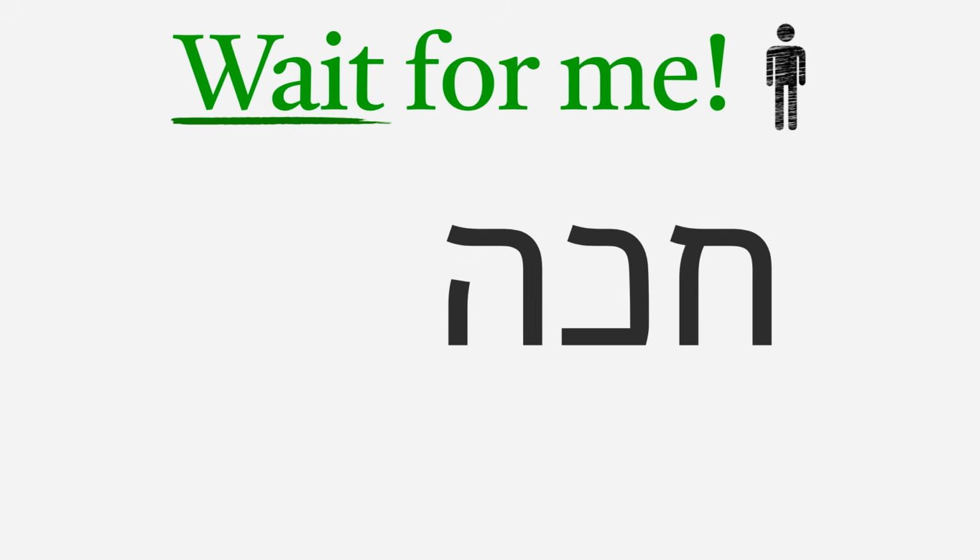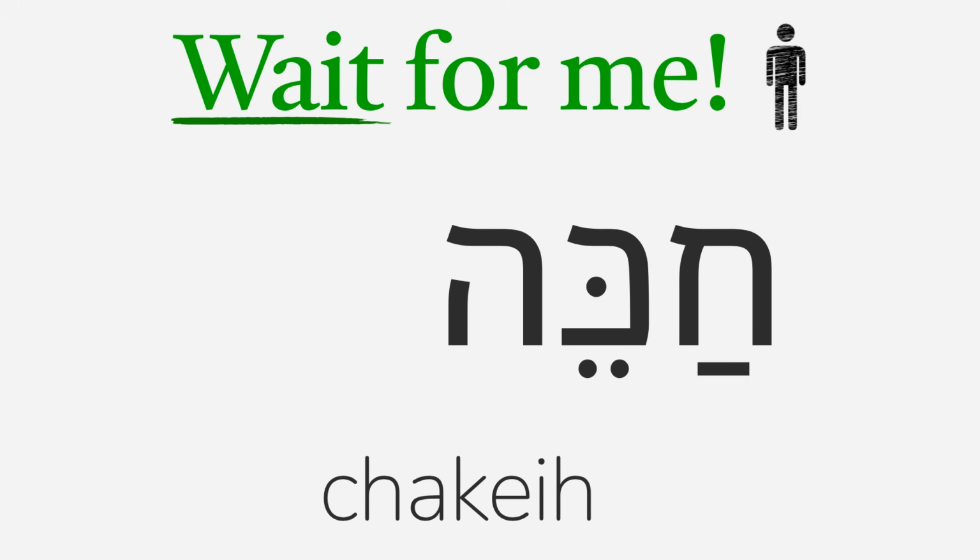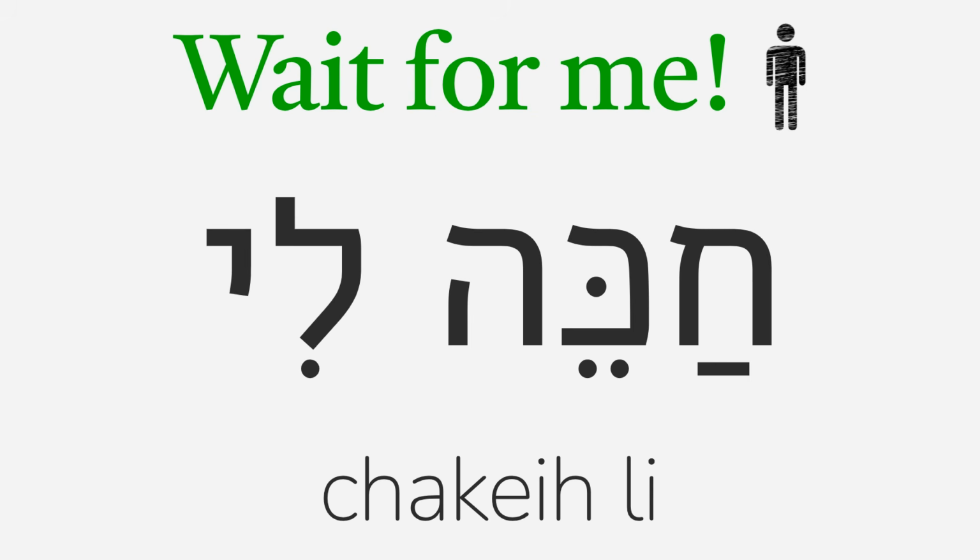Let's say, wait for me, commanding a man. This command will be from the root chet, kaf, hey in a Piel imperative. Even though roots ending with hey have irregular future tenses in the Piel, their Piel imperatives will have the same vowels as a regular root. Patach, dagesh, and sere. Chake, wait, commanding a man. For me is li. Chake li, wait for me.